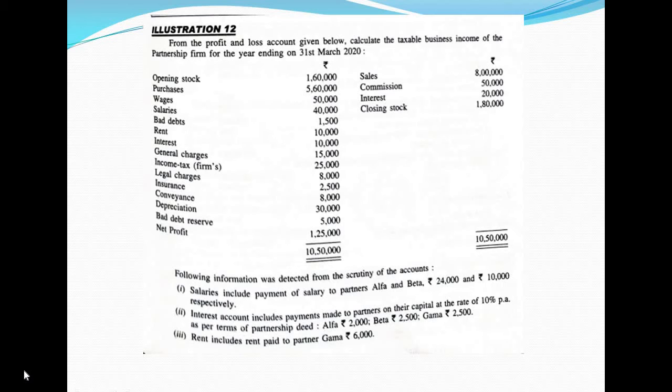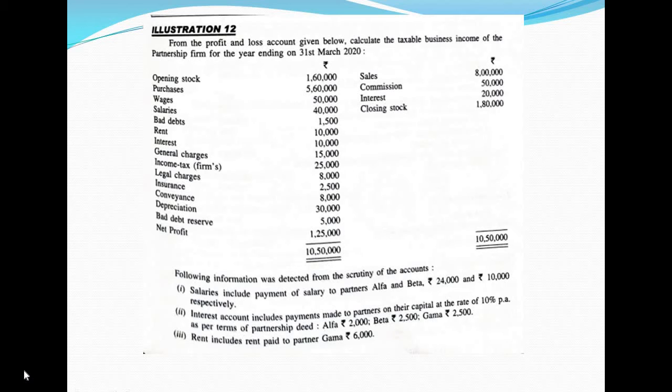Then you move on to the next item, that is rent. Now look at the third adjustment. It says that rent includes rent paid to partner Gamma, rupees 6,000. So it means that Gamma has given his building on rent to the business. So the business paid rent to Gamma. This will be an allowable expense.